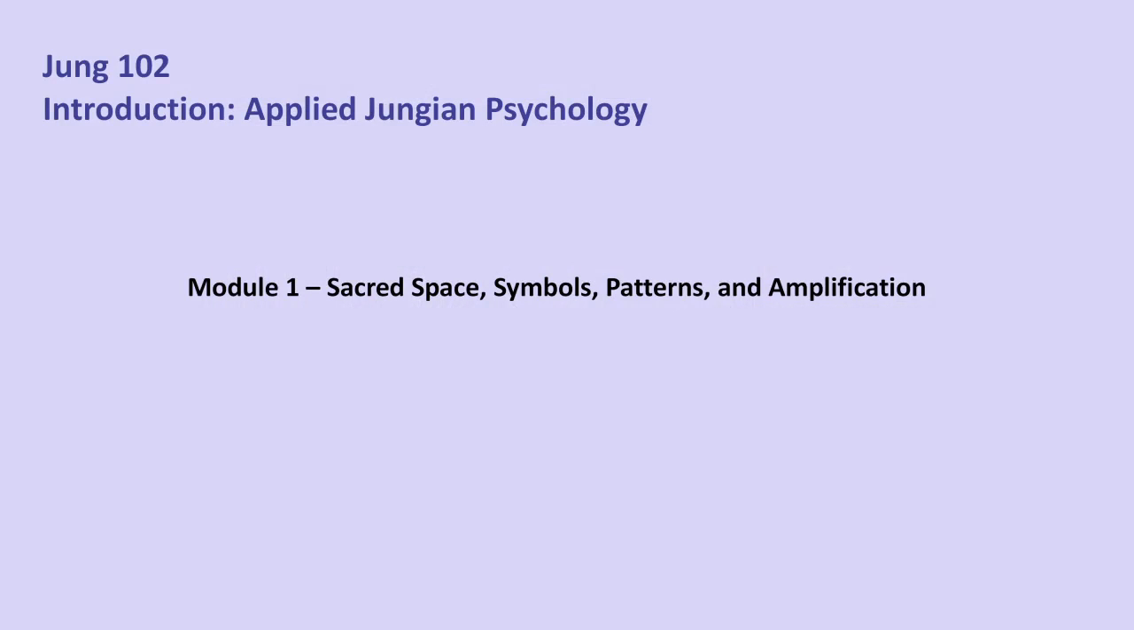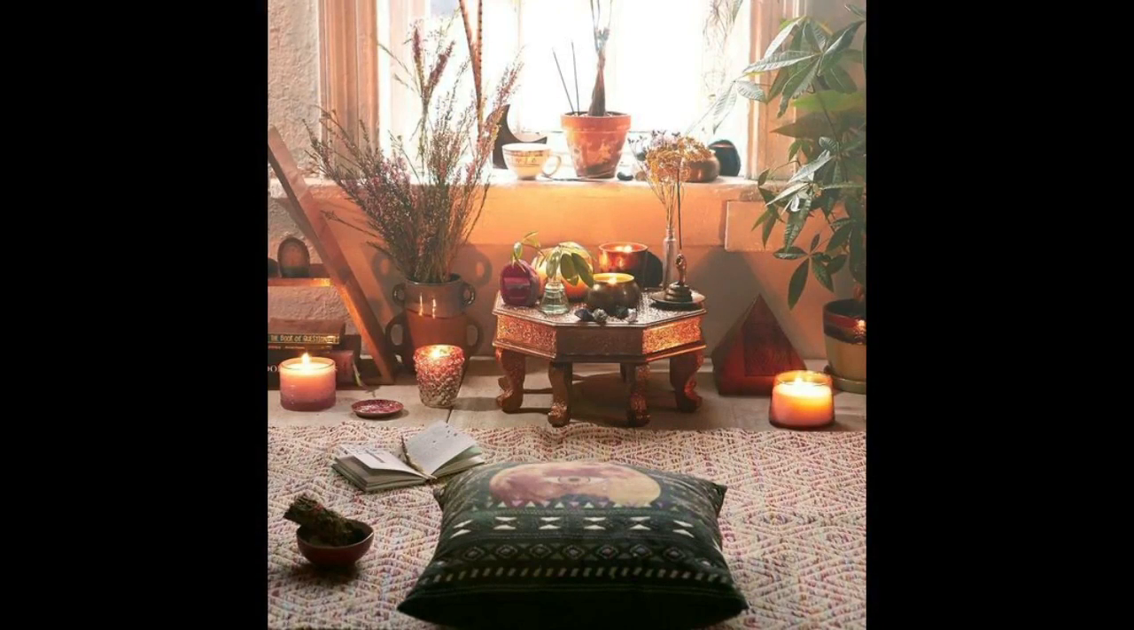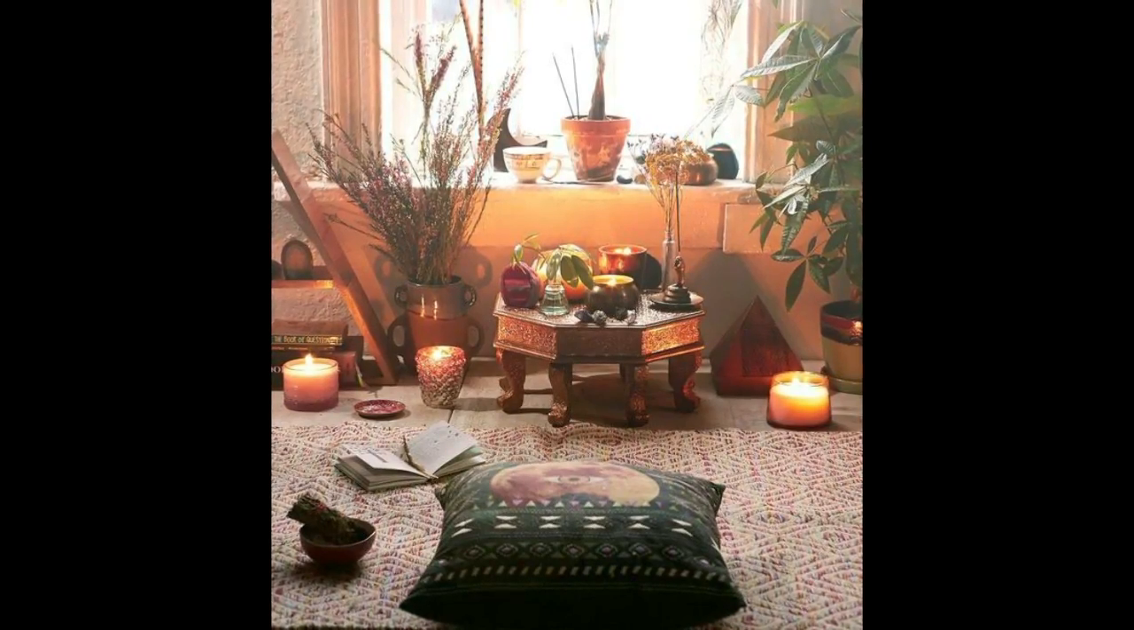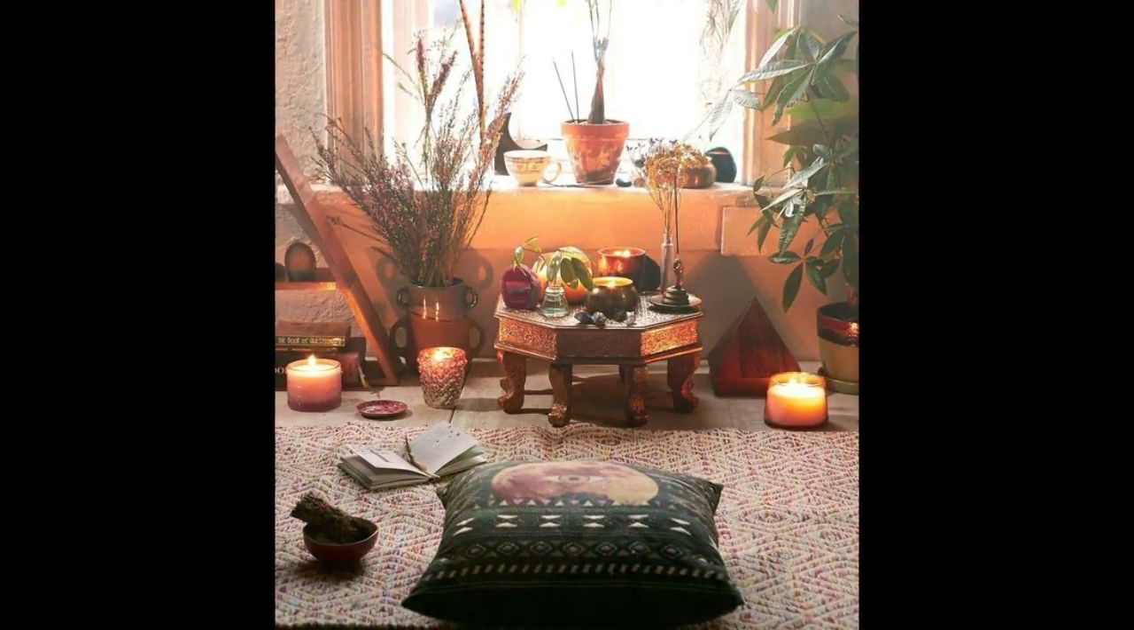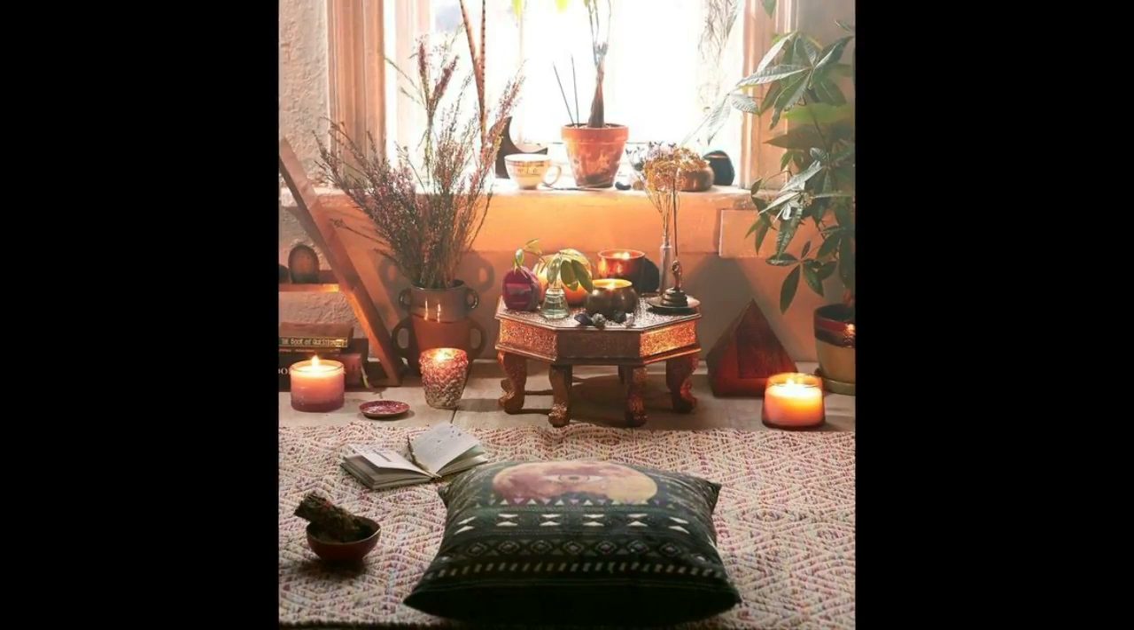So the course is 8 modules, 9 counting this introductory module. The first module is called Sacred Space, Symbols, Patterns, and Amplification. In this first module, we'll look at the main constituents of Jungian work. First, there must be a place reserved for the work to take place, as we've already talked about. Not necessarily a physical location, but a time and a commitment to making sure that the work is going on a regular basis, creating a container.